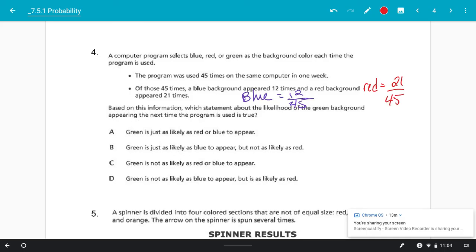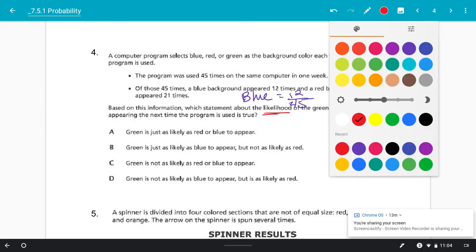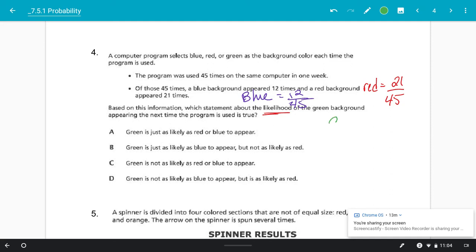Now, based on this information, which statement about the likelihood of the green background appearing the next time the program is used is true? All right, so let's think about this. To get a background, it's either going to be blue, red, or green, right? That's what it tells us in the beginning. It's either going to be blue, red, or green. So we know that blue is 12 out of 45 in this trial, and red is 21 out of 45. So green would be the other outcomes.